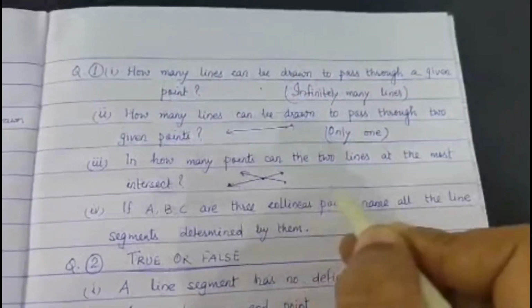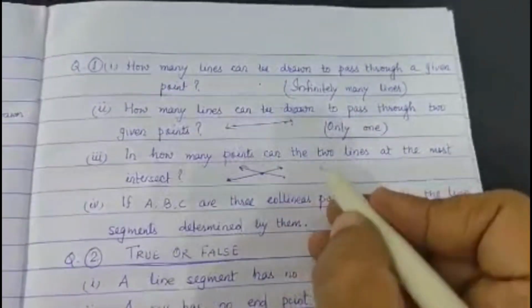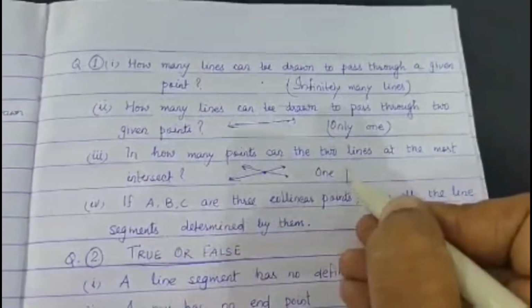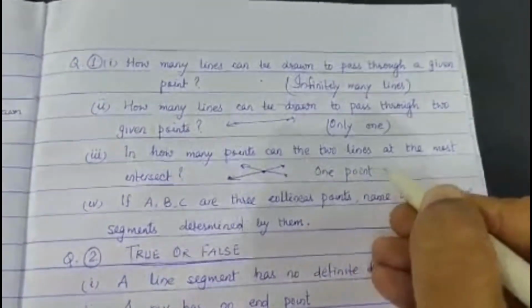They can intersect maximum at one point. Only one point. One point maximum. One point only.